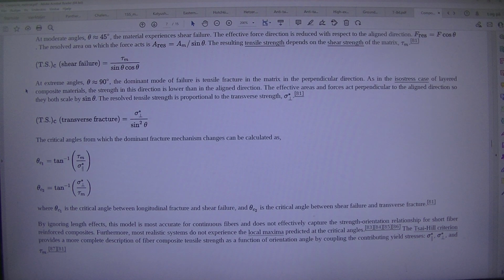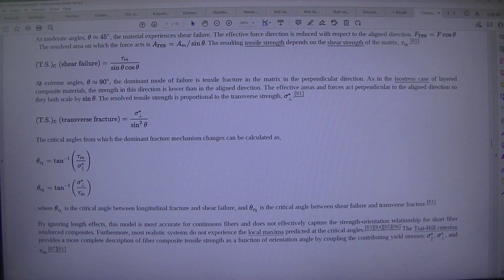As in the isostress case of layered composite materials, the strength in this direction is lower than in the aligned direction. The effective areas and forces act perpendicular to the aligned direction, so they both scale by. The resolved tensile strength is proportional to the transverse strength. The critical angles from which the dominant fracture mechanism changes can be calculated as where is the critical angle between longitudinal fracture and shear failure, and is the critical angle between shear failure and transverse fracture.